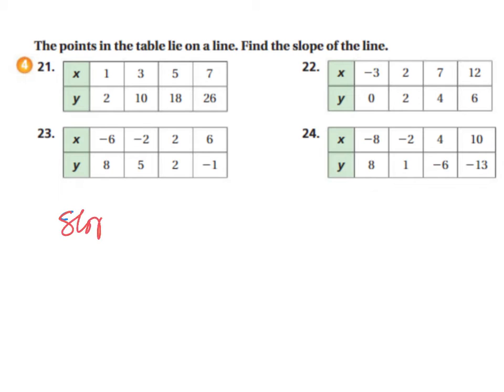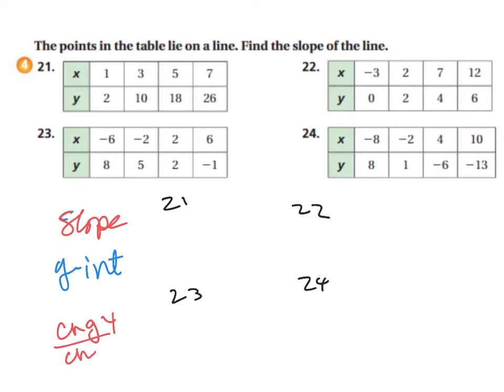We'll do slope in red as usual and y-intercept in blue. And we got 21, 22, 23, and 24. So let's go ahead and find our slope. Change in y over change in x. So we're going to do our y first. We're going up by 8 each time. And our x is going up by 2 each time. So it'd be 8/2. Or if you just want to put 4, you can do that as well.